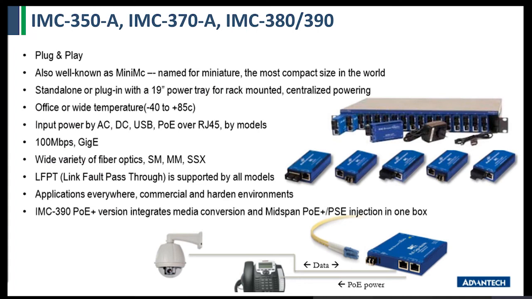IMC 300 series are easy to use because they support plug and play. There are models to suit commercial or industrial environments with extended temperature to choose. They also have a variety of input power options like AC, DC, USB, PoE over Ethernet by models. In terms of Ethernet speed, there are models with either fast Ethernet or gigabit Ethernet for you to choose. This series provides 3 types of optical mode. They are single mode, multi-mode, or single strand.